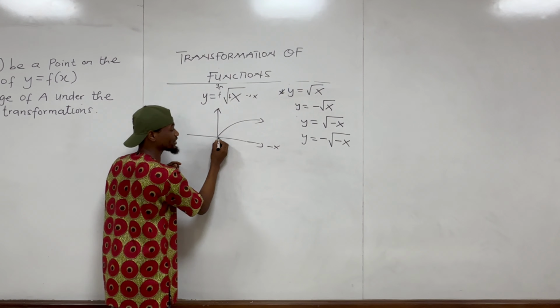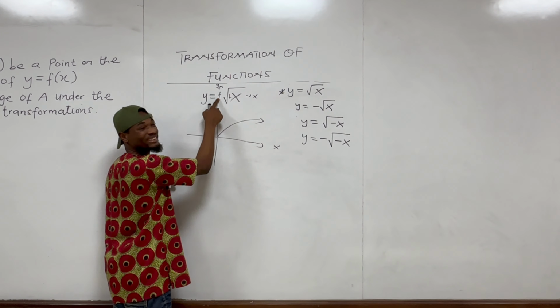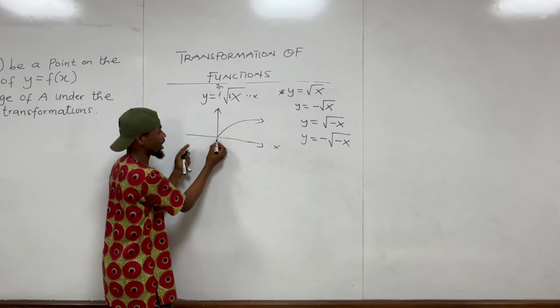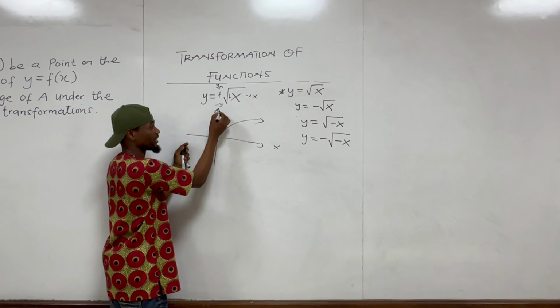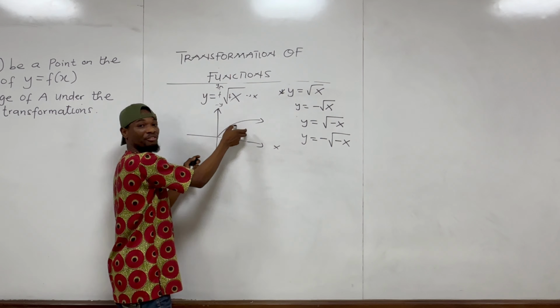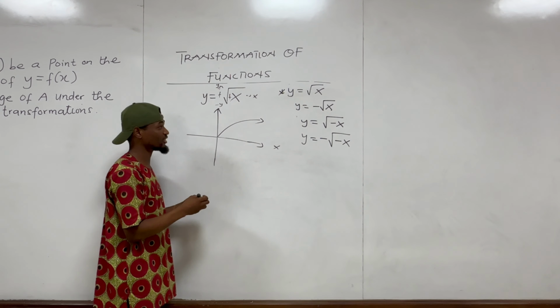So this is my positive x. Okay, my positive x and this. And here the sign is positive, which represents the positive y axis. So I have my positive y over here. Therefore, this will be on the first quadrant. You get it. You don't have to memorize this.